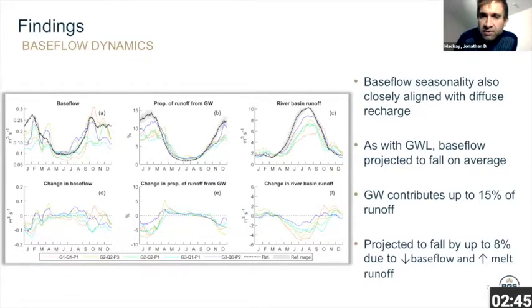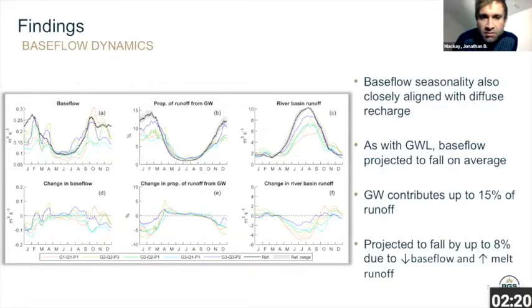But importantly, we found that groundwater contributes up to about 15% of runoff. If you look at figure B there, the middle top one, you can see groundwater contributes up to about 15% in the cooler months of the year when there's not as much meltwater input. So it is a significant contributor to this glacial river. And then that's projected to fall in the future.